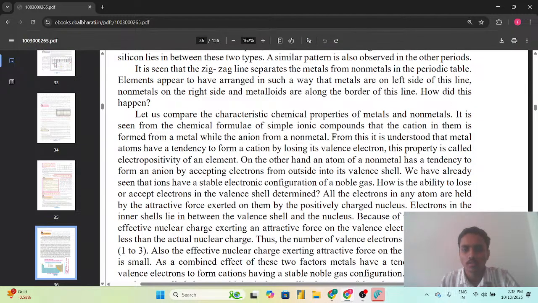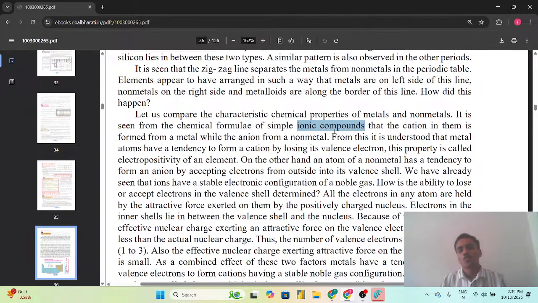So what is asked here is that from this it is understood that metals have the tendency to form a cation by losing their valence electrons. This property is called the electropositivity of an element. मतलब जो मेटल की जो टेंडेंसी है कि वो इलेक्ट्रॉन दे सकता है, and another tendency is that anions accept the electrons, due to which there is the formation of the compounds. As we have seen, the formation of ionic compounds is due to the exchange of electrons: the valence electrons are given by the metal, and the anions having the negative charge are attracted by the non-metal. So due to this there is the formation of the ionic compounds.